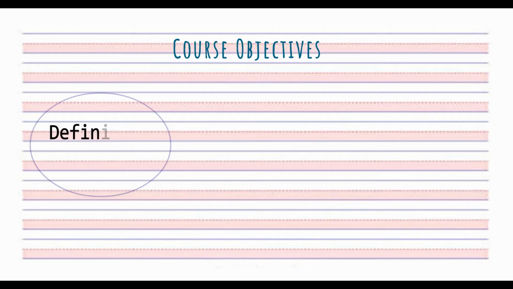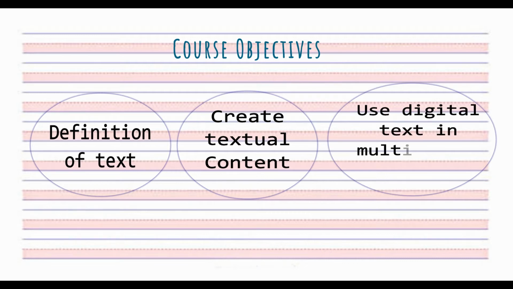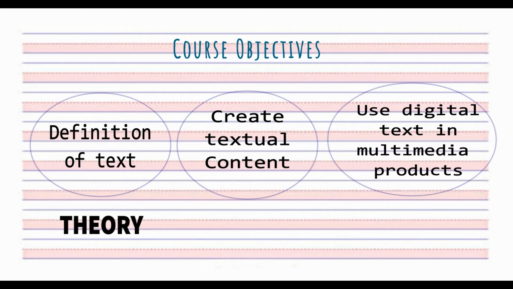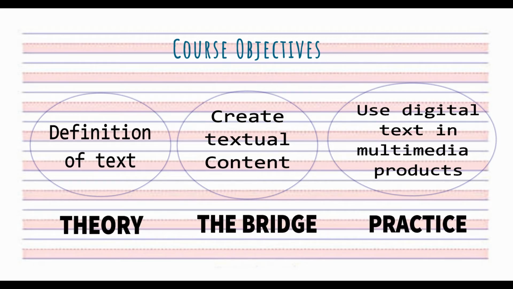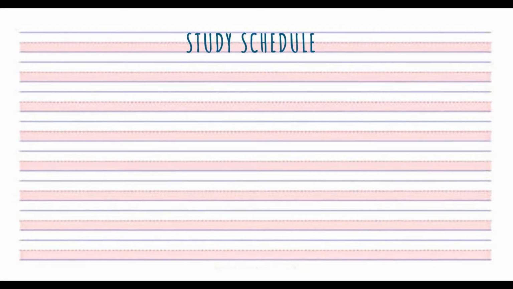So you're taking Text and Multimedia. Here's what to expect. You're going to learn the definition of text, how to create textual content, and the use of digital text in multimedia. The course is divided into these 3 units: theory, the bridge, and practice. You will have exactly 11 weeks to finish this course.